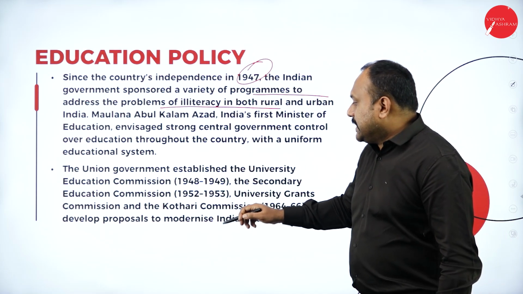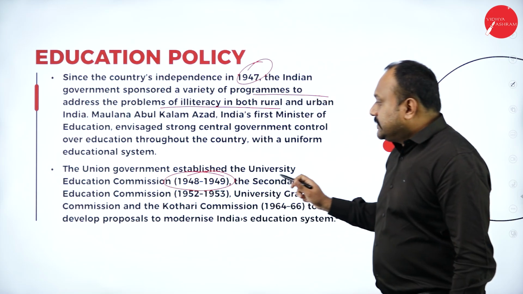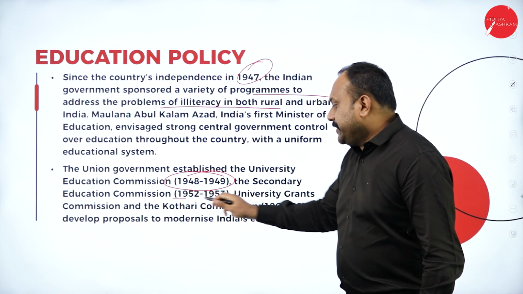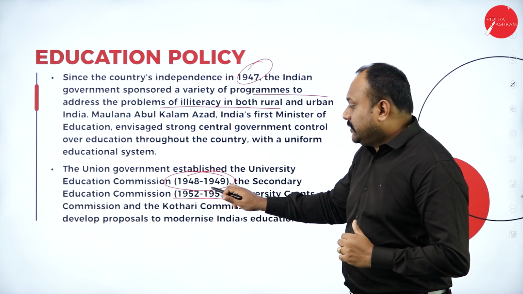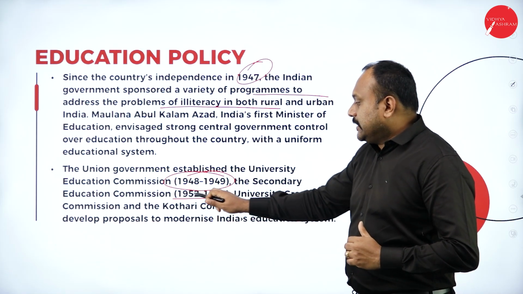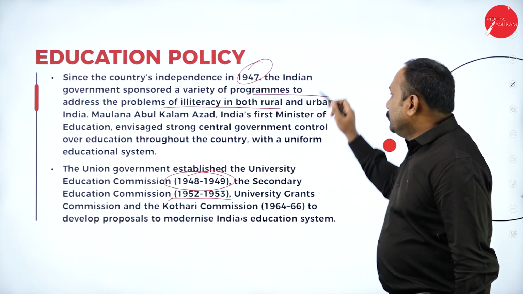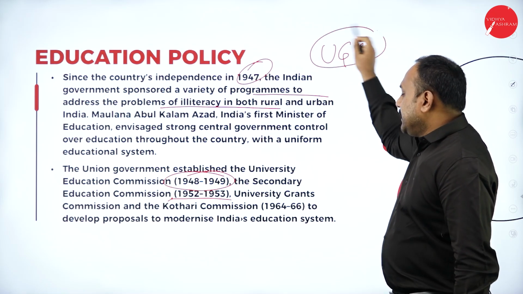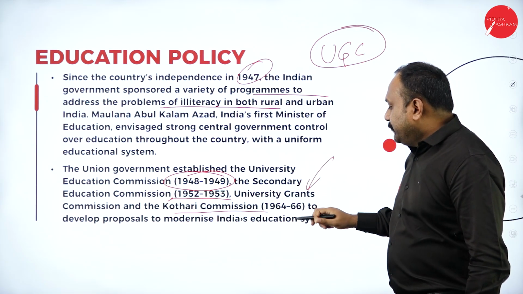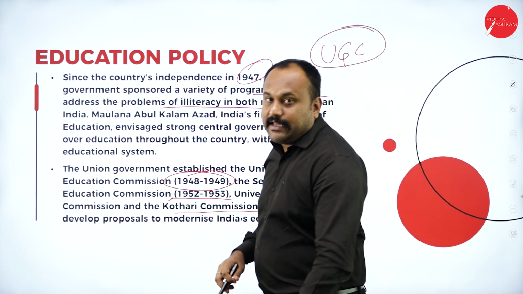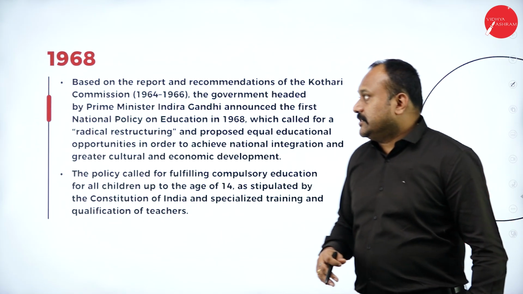The Union government established the University Education Commission in 1948 and 49. The Secondary Education Commission was started in 1952 and 53 after independence. Both are there: 1948 to 49, 1952 to 53. That is after the election. That is the University Grants Commission, UGC. And the Kothari Commission, that is 1964 to 66. The Kothari Commission was there, and they started making more institutions for education.